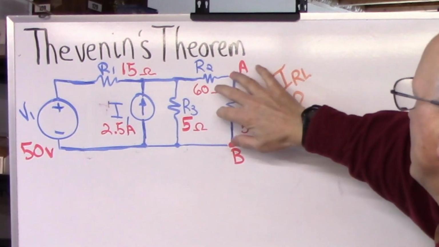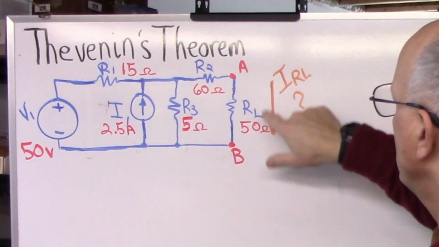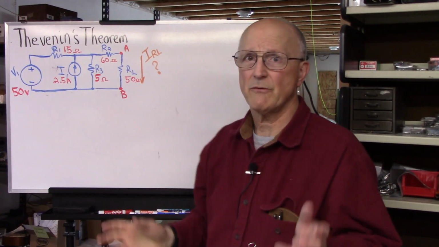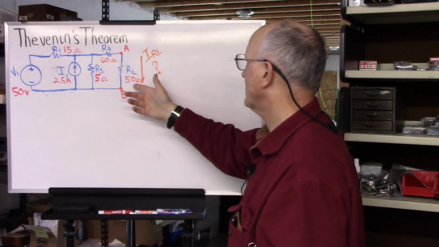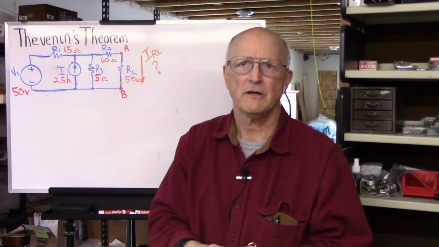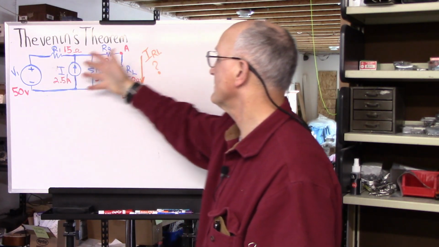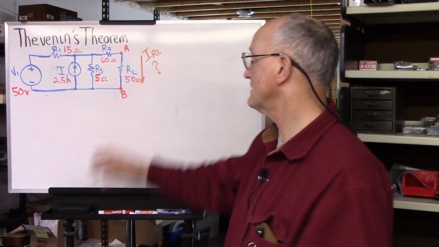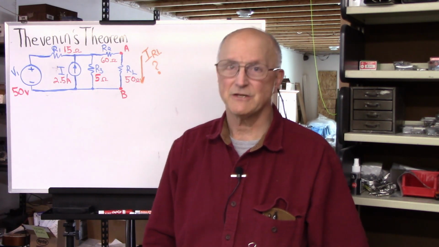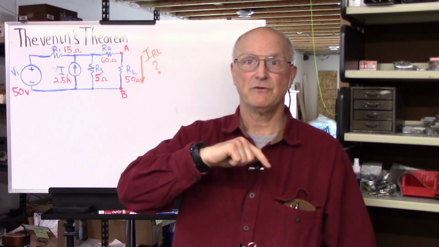And in reality, this could be a whole big circuit out here, but it's all represented by a single entity here, RL. And so the question that we're looking to answer is, what is the current through this resistor? Well, using Kirchhoff's voltage law and Kirchhoff's current law and Ohm's law and all of that stuff, we could write a series of equations and solve them simultaneously and eventually figure this out. But Thevenin's theorem allows us to do it a lot more easily and a lot more quickly. So, how do we do that?